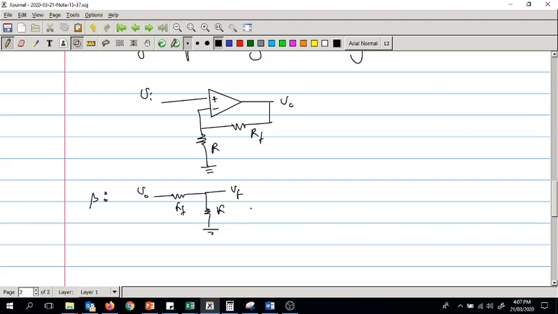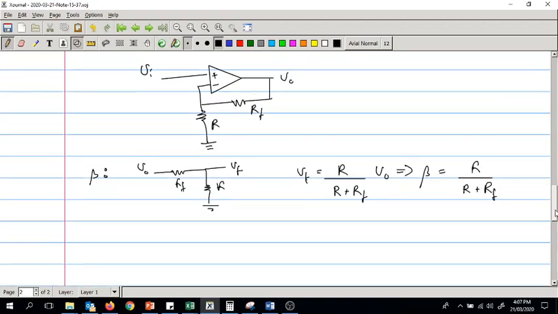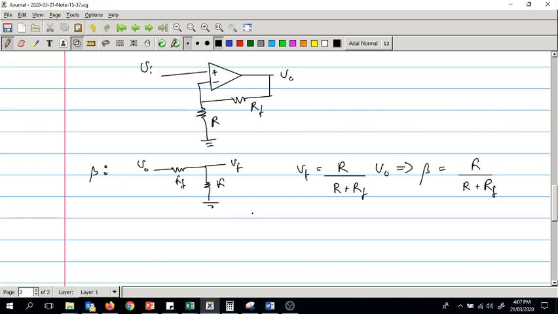Now what is VF? VF is R over R plus RF times V out, right? This will give us beta equal to R over R plus RF. That's the beta factor. Now for this here we have negative feedback.